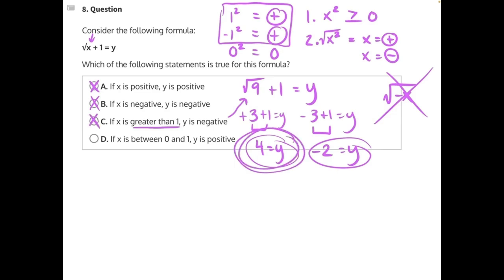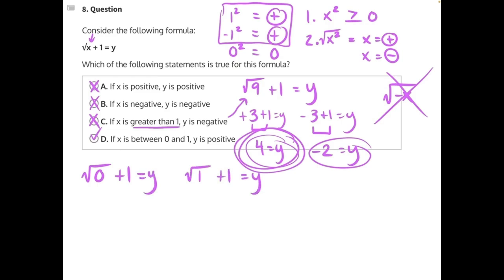That leaves D as our only correct answer by process of elimination, and at that point you can mark D as your correct answer and move on with the rest of the test, but for the sake of the video I will show you why D is correct. D says if x is between 0 and 1, y is positive. So let's plug in 0 for x and 1 for x and see what we get. We'd have the square root of 0 plus 1 equals y, and then we would have the square root of 1 plus 1 equals y.